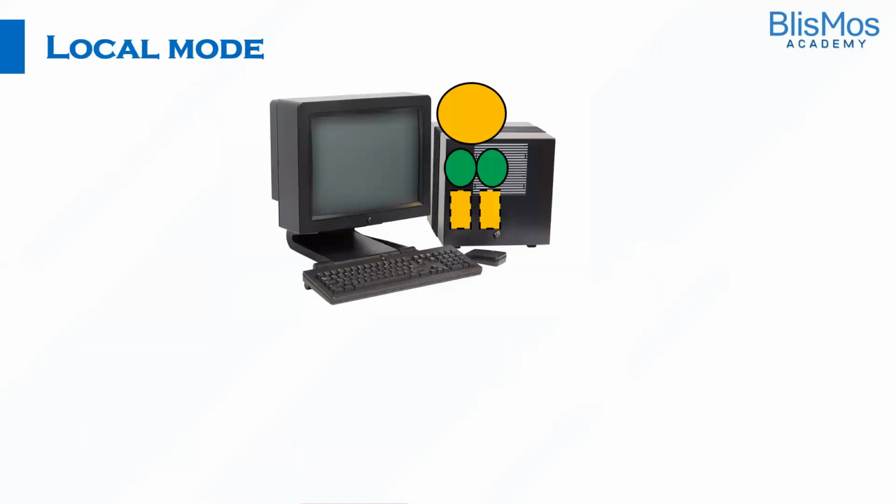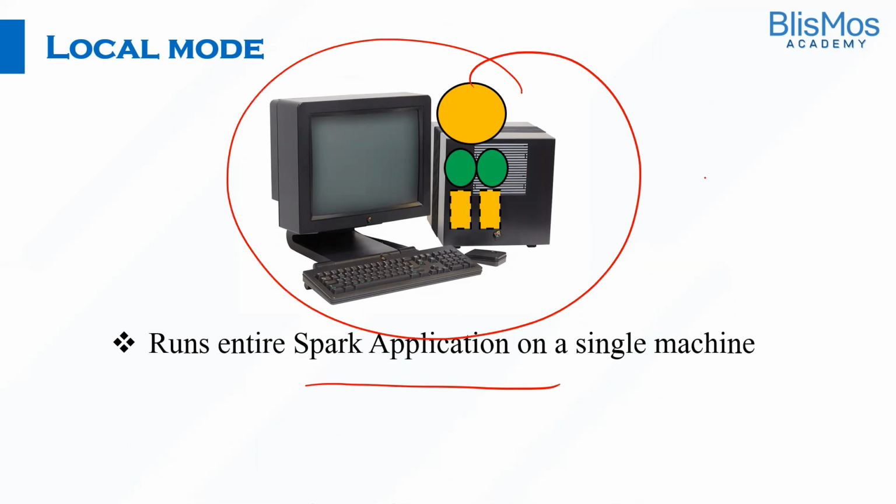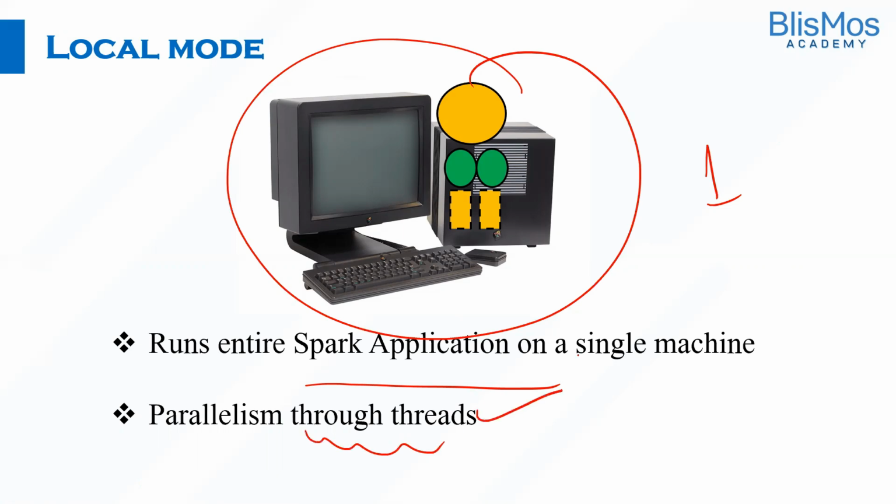Moving on to the next mode, the local mode is very different from both the cluster mode and the client mode. Why do I say so? Because in the local mode, the entire Spark application would be run on a single machine. Then how does it achieve parallelism? It achieves parallelism through threads. So this is one of the important modes if you are learning Spark, as we are doing as a part of this course, or if you want to test your application, or if you want to experiment with your development.